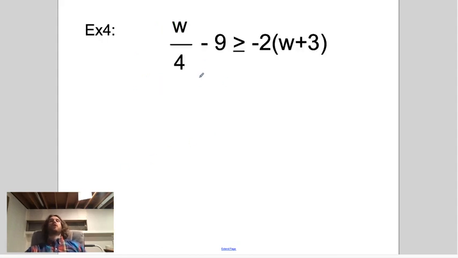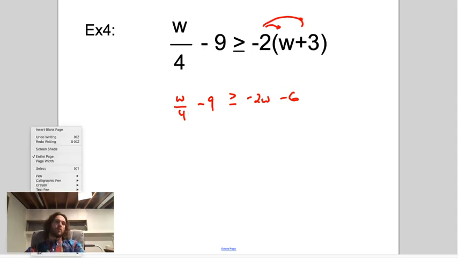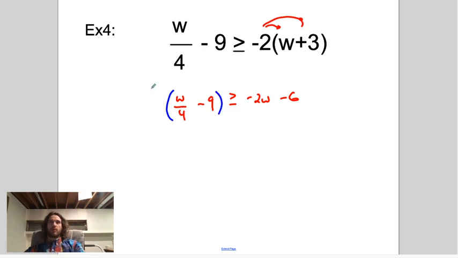All right, let's take a look at a more complicated one. If you guys want to try, be my guest. First thing we're going to do with this one, though, is simplify that right side. So you're going to distribute the 2, negative 2, and you'll get negative 2w minus 6. We could try and add these terms together, but this is a fraction. So the first thing I'm going to do is get rid of those fractions by multiplying by the least common multiple of the denominators. There's only one denominator, and that's 4. So I'm going to multiply both sides by 4.